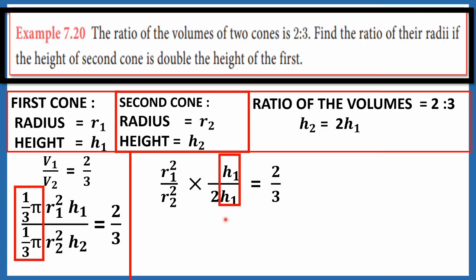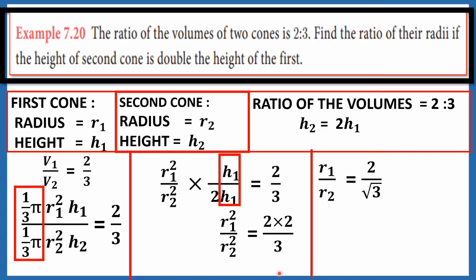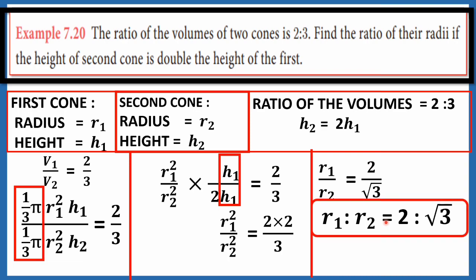Take this 2 to the right hand side. So r1 square by r2 square equals 2 into 2 by 3. Take the square root. r1 by r2 equals 2 by root 3. So ratio of their radii equals 2 is to root 3.